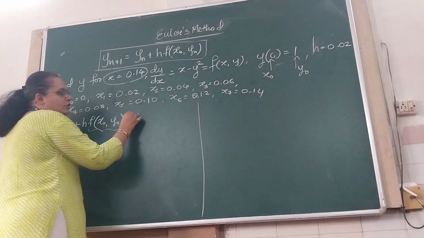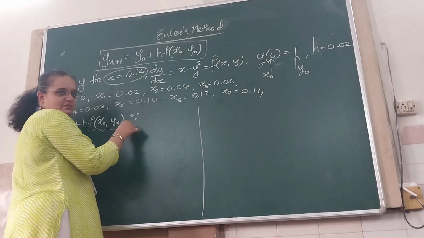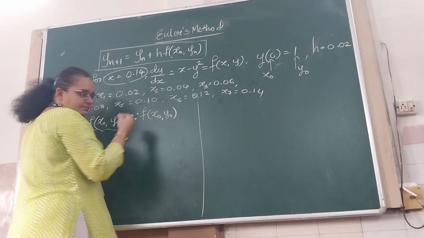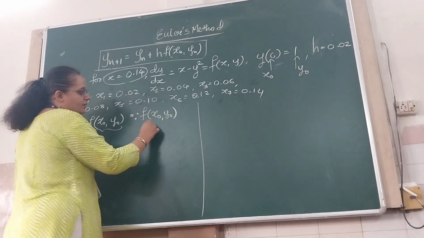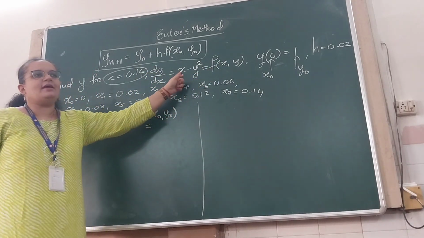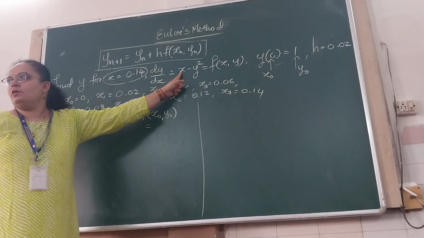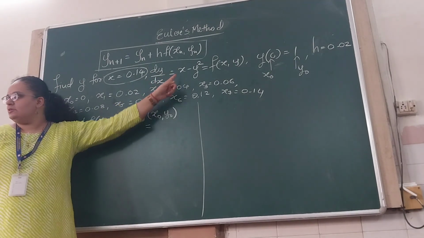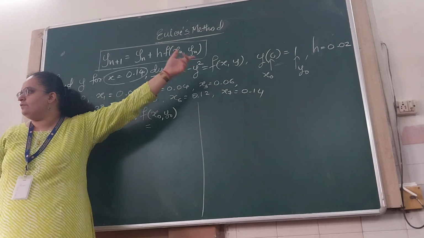F of x0, y0, you all know, right? The f of x0, y0 is what we need to calculate. So what is my f of x, y? What is my question? x minus y square. So substitute x0 in place of x and y0 in place of y square.